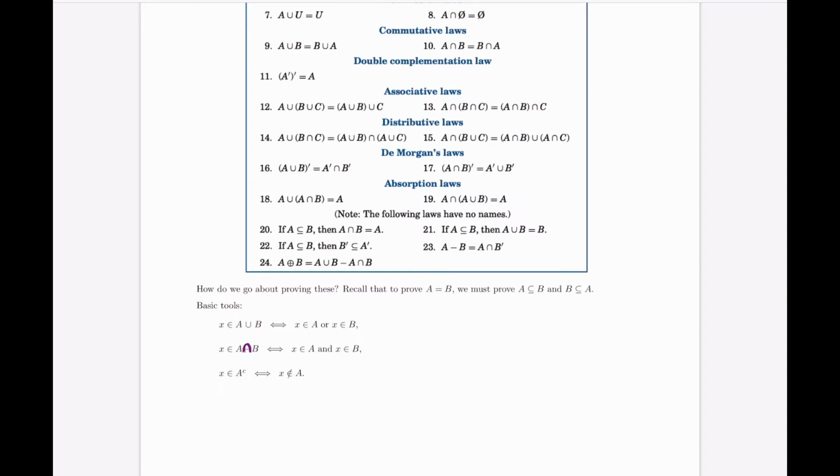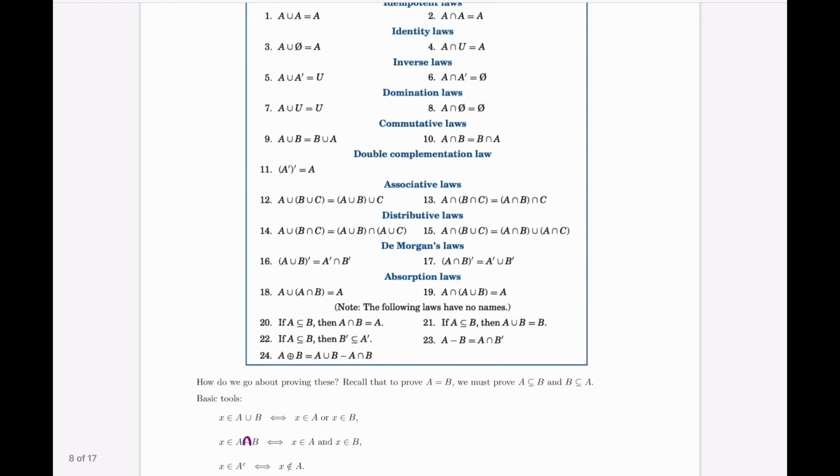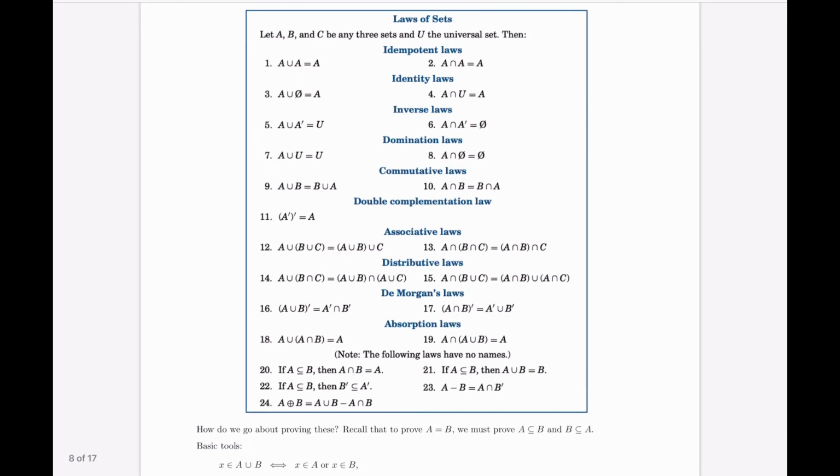X is an element of the intersection if x is both in A and in B. So this allows us to go from the intersection to the conjunction. And then finally, x being an element of the complement is equivalent to saying that x is not an element of A itself. Now let's see how we can use our element arguments to prove some of these laws.